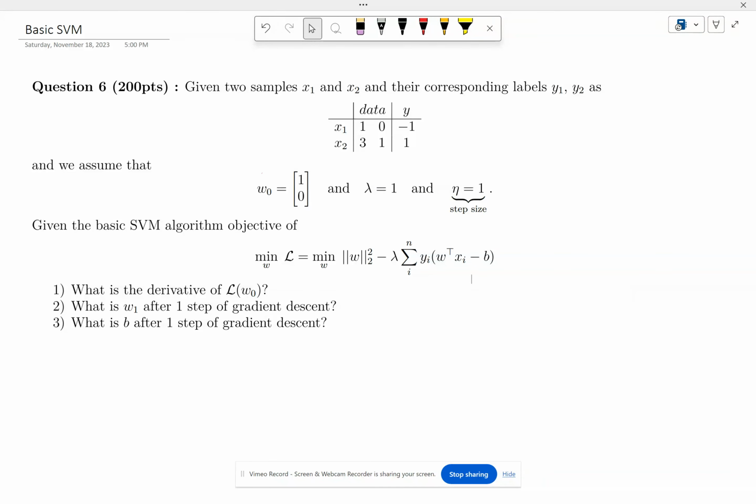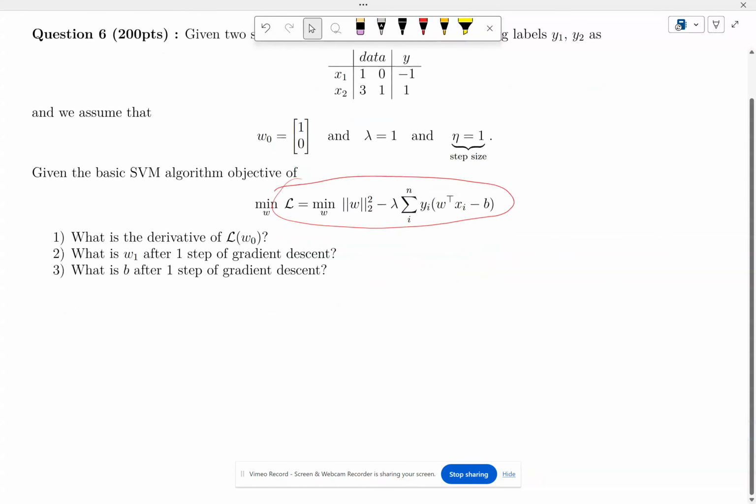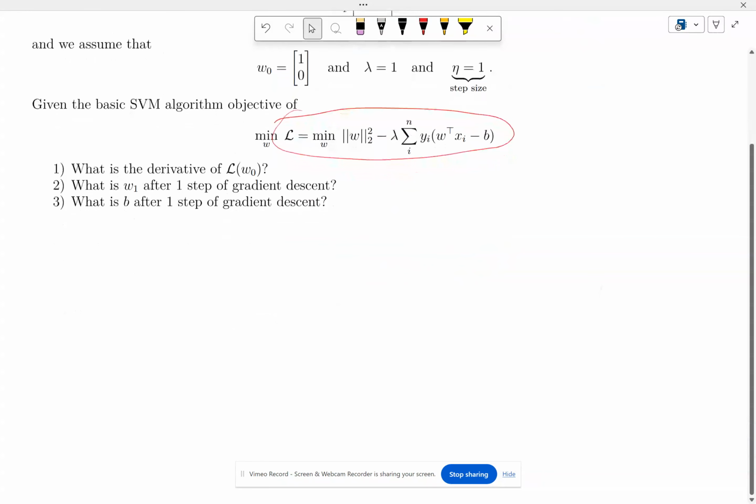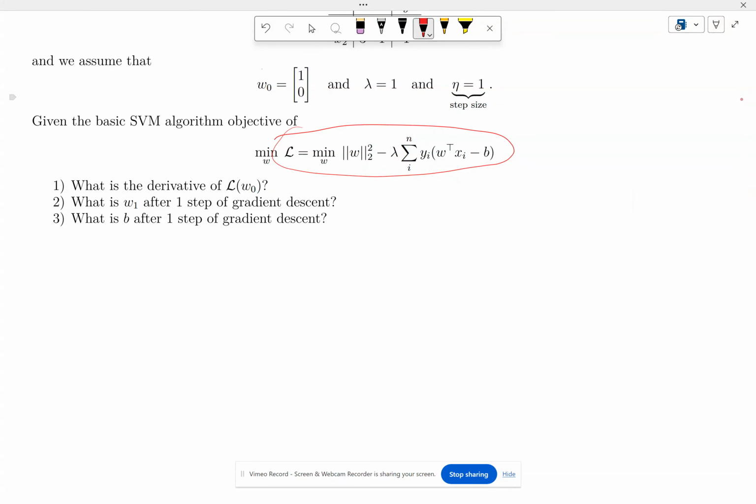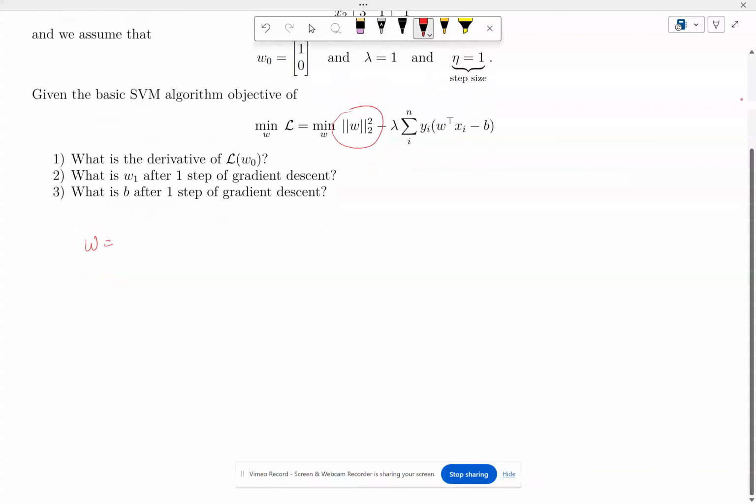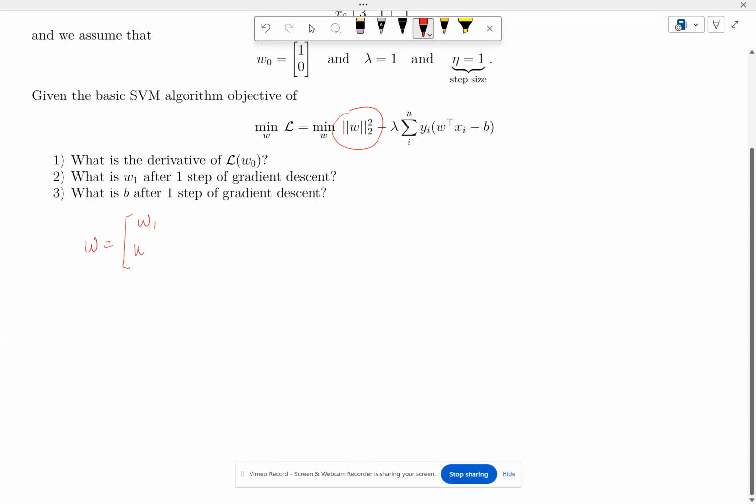How will we go about doing this? Well, if you want to run gradient descent, the first thing you need to know how to do is find the gradient. To find the gradient of this, we'll start with the first one. How do you find the derivative? W is equal to W1, W2.